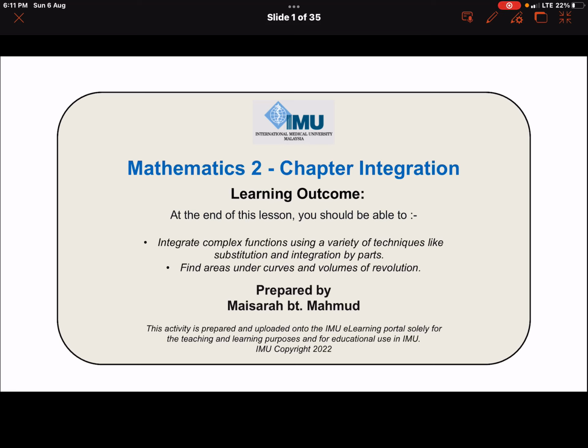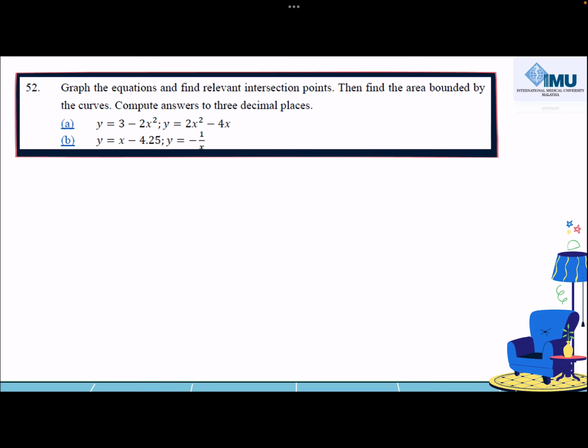Mathematics 2, Chapter Integration. Tutorial question 52. Graph the equation and find the relevant intersection point. Then find the area bounded by the curve. Compute your answer to 3 decimal places. Let's try to do A together.